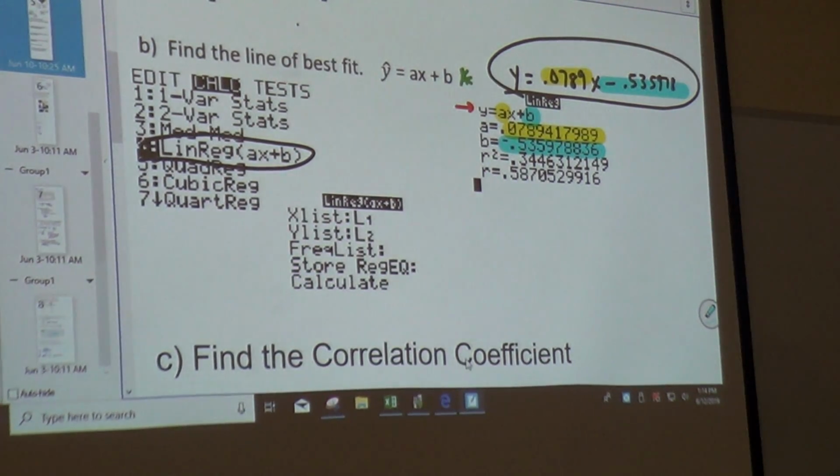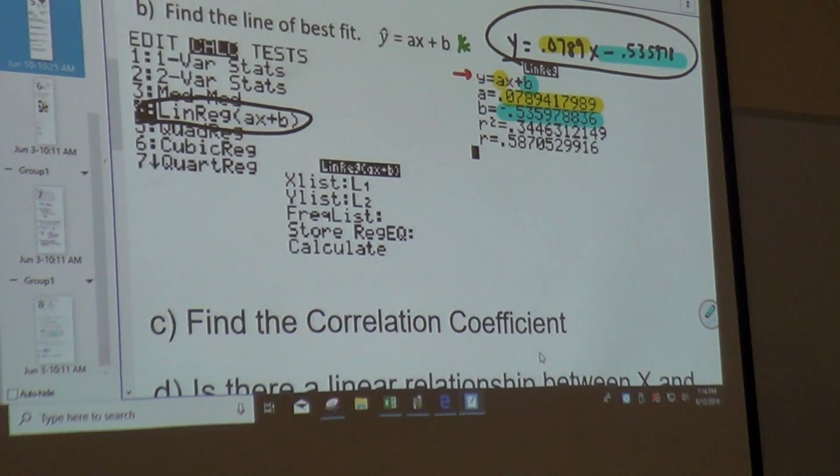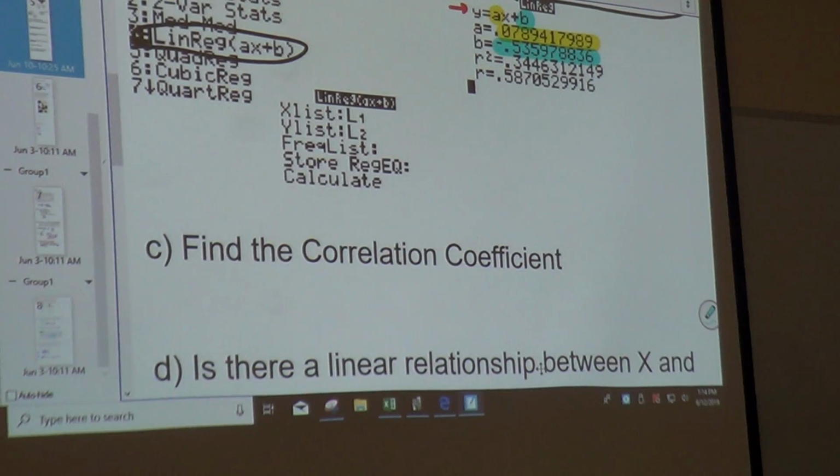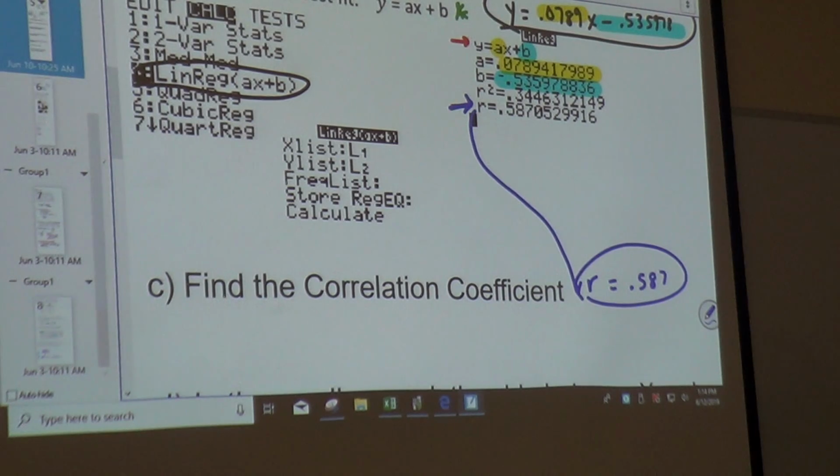Now, the next thing says, find the correlation coefficient. What letter did I tell you is the correlation coefficient? R. So right here is the R value. The R value is 0.587.